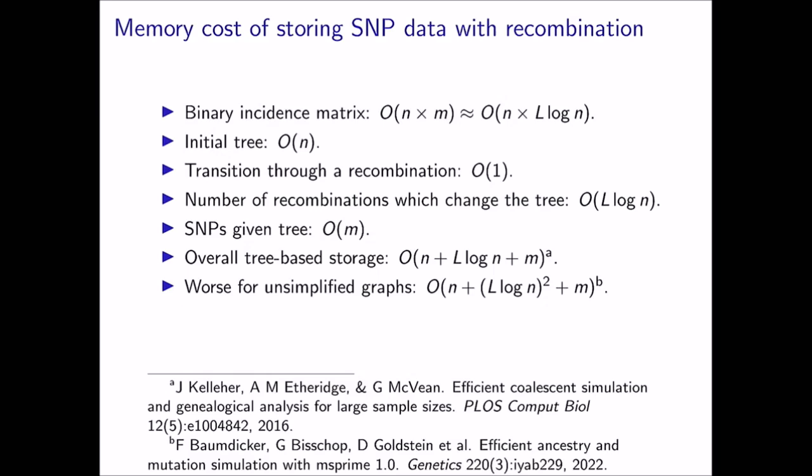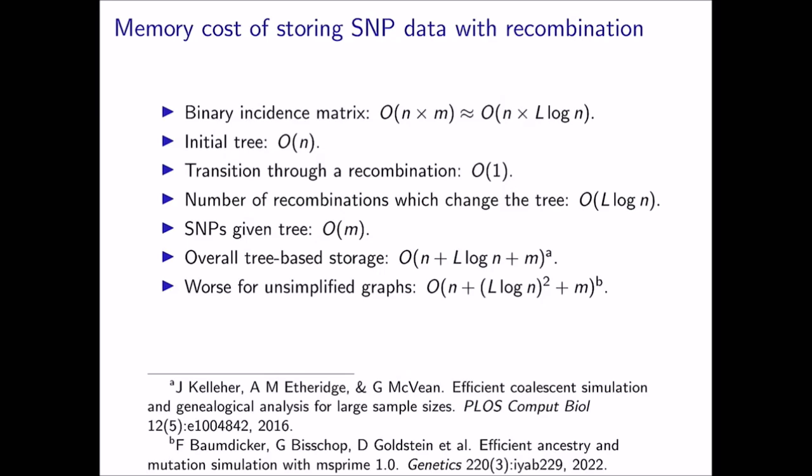SNPs given a tree, well, these you can just decorate on the ancestral graph again. There, you just have to place each SNP once somewhere along the graph. And so overall, you get initial tree plus number of recombinations which change the tree, plus these SNPs given the tree, and this is your graph-based storage. And again, the sample size and the chromosome length have effectively decoupled up to log terms.